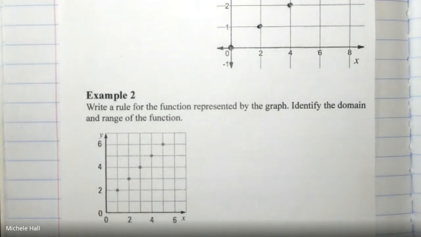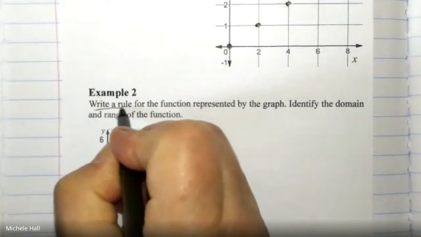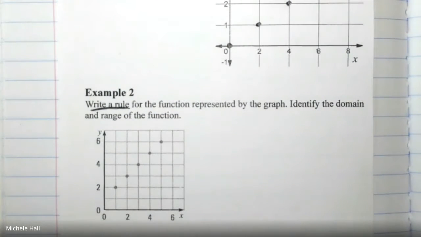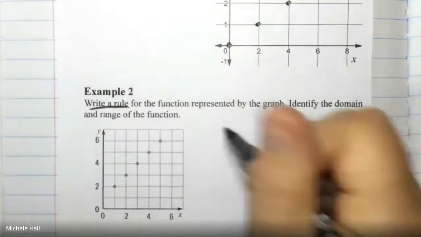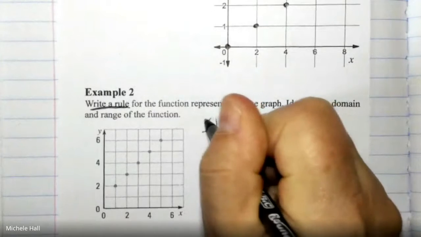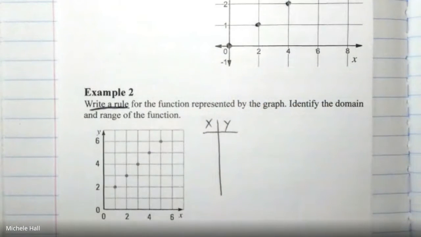Write a rule for the function represented by the graph. Identify the domain and the range. So we need to write a rule. Again, this is one of the harder parts of this chapter, to write a rule. And then identifying domain and range, that's pretty easy. For myself personally, I like to see a table of values with numbers in it. I just do better.